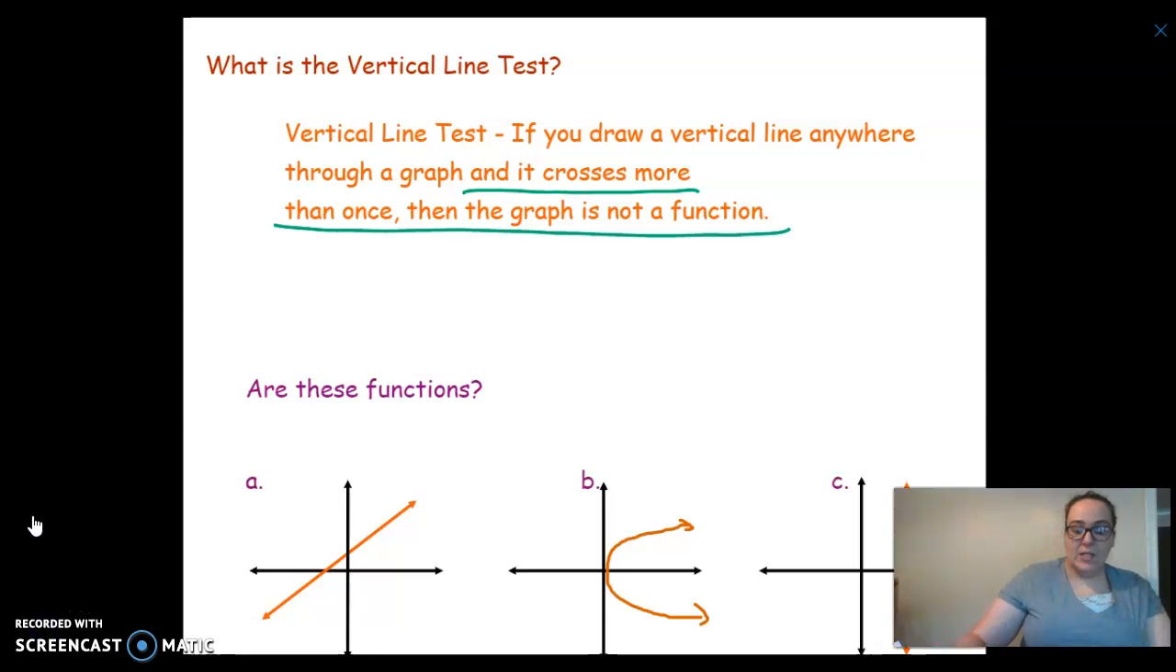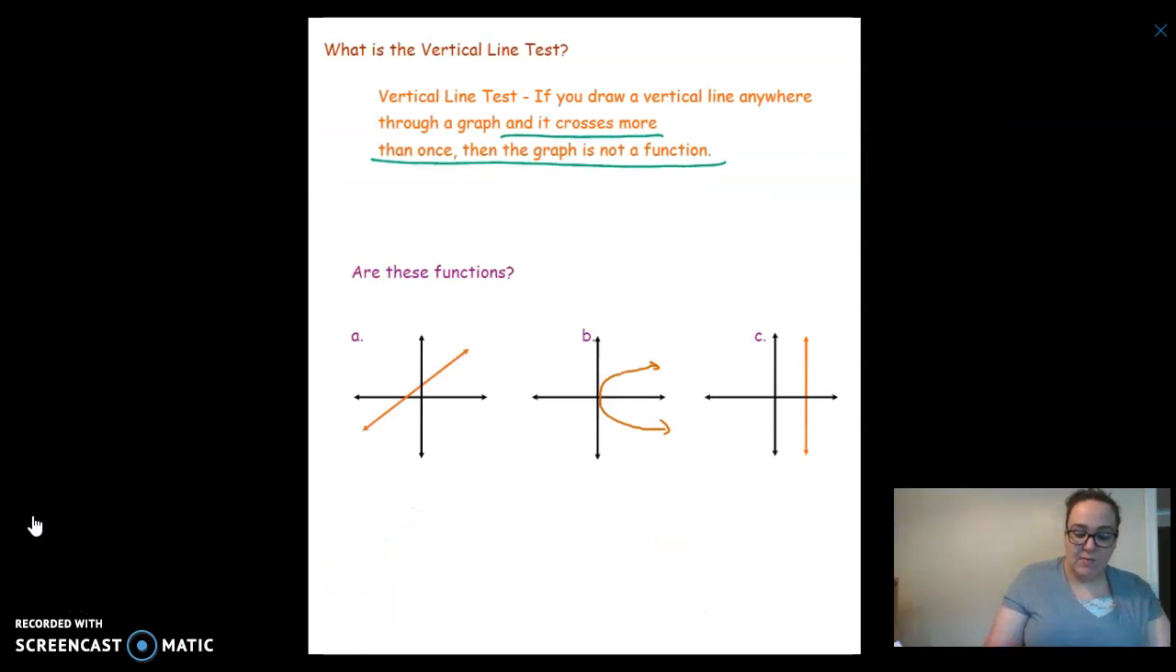Okay, so all this says is if I draw a vertical line anywhere through the graph, so if I look there at A, I have a linear, the orange line is my function. I can draw a vertical line, not quite so vertical here, but you get the gist, and it crosses one time. It doesn't matter where I draw that vertical line. On my graph, it's only going to cross one time anywhere I draw a vertical line. So is A a function? Yes, A is a function.